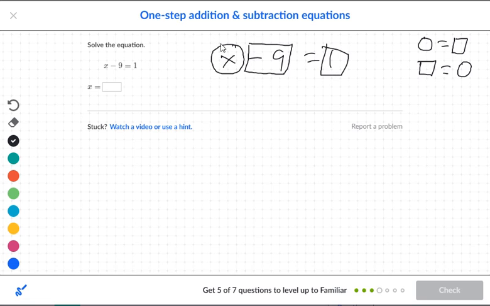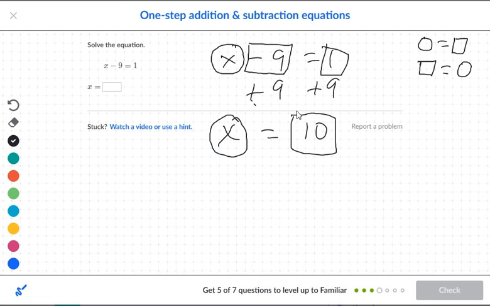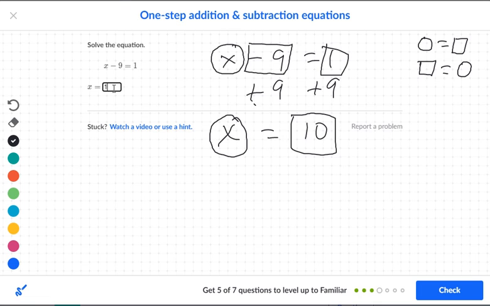So you know you just want the circle by itself, so you've got to move this box. So this box has to be moved. Now, what is the opposite of a negative 9? Well, that's going to be a positive 9. So now we have x is equal to 10. So now we have our circle and we have our box. So 10 should be my answer.